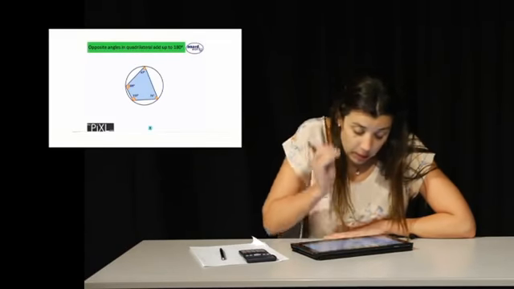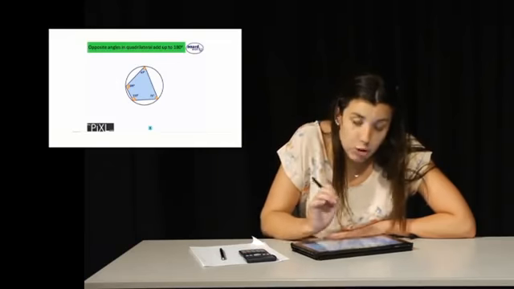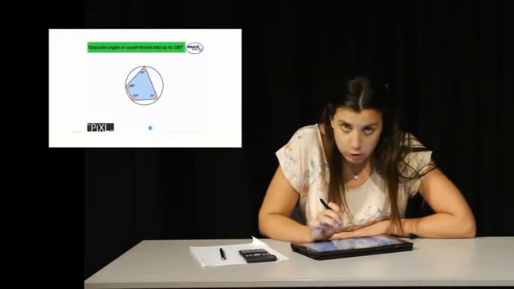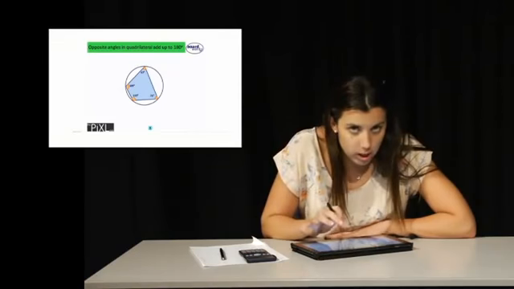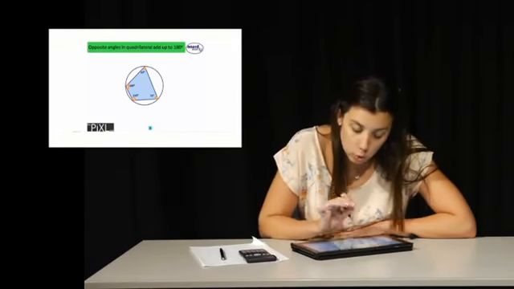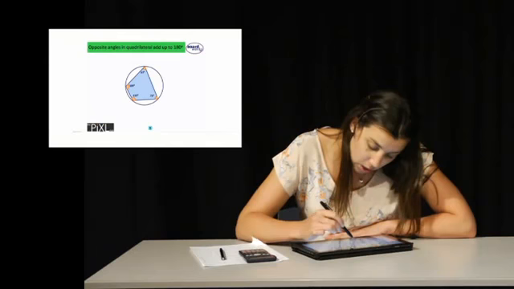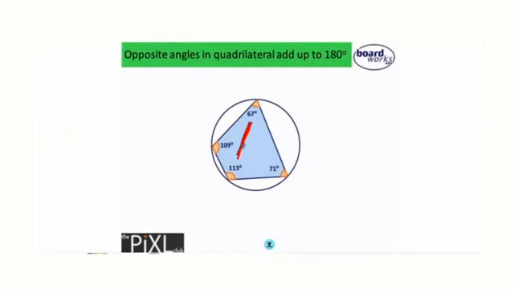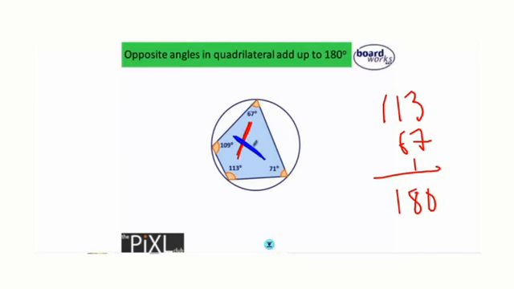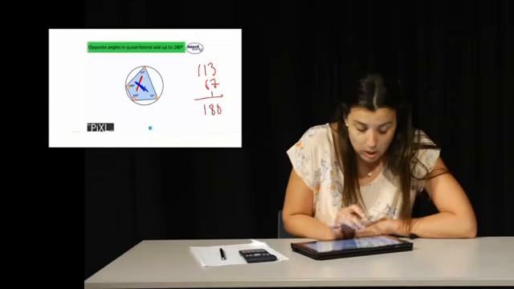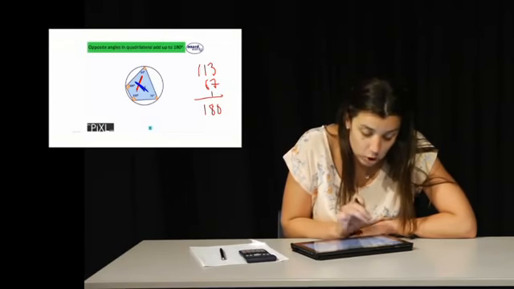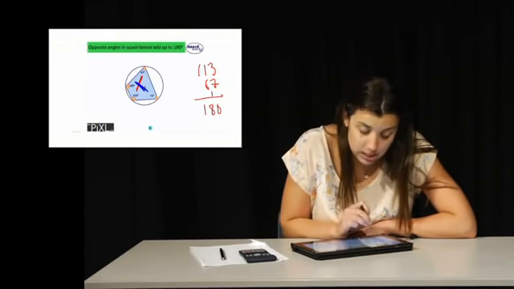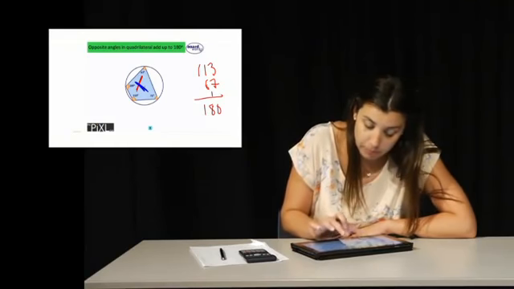The last circle theorem says that opposite angles in a quadrilateral add up to 180 degrees. This is a quadrilateral in a circle. Not just any quadrilateral, a quadrilateral in a circle. You can see here that these ones, 113 and 67, add up to 180. And these two, let me get another colour, these two also add up to 180. So opposite angles in a quadrilateral add up to 180. That's a quadrilateral in a circle.